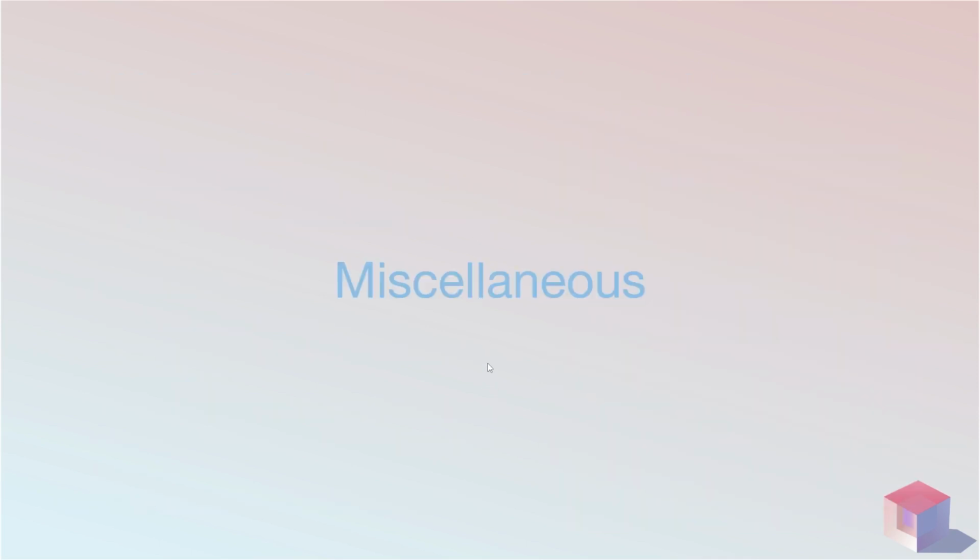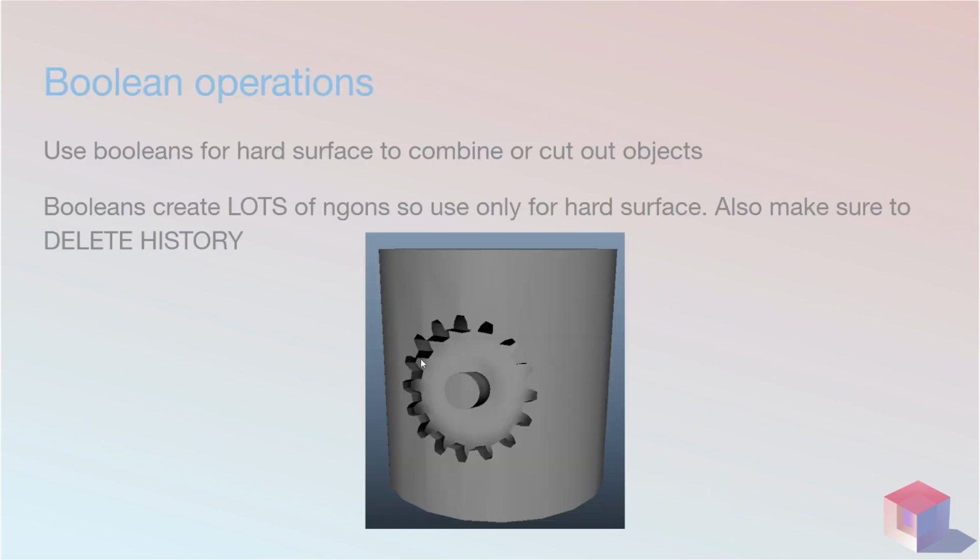Now let's cover some miscellaneous tools that could be useful. One thing is Boolean operations. Basically, you take one object and you take another object, and you can use the Boolean difference to cut one out of the other. So for example, I have this gear object and this cylinder, and I basically intersect them, use the Boolean operation, and bam, it cuts it out. Very useful for hard surface objects.